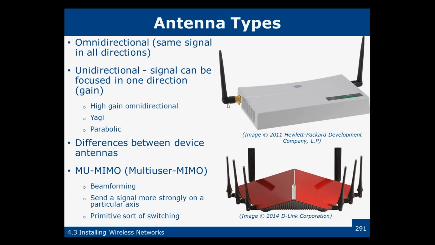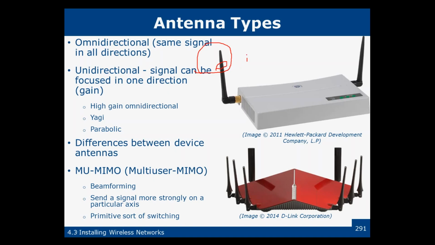The antenna types, most of these things have omnidirectional, which means that we're going to have a signal coming out around the entire antenna. We have horizontal and vertical polarization in these things. That's which way the signal gets sent out. We also have some high gains.